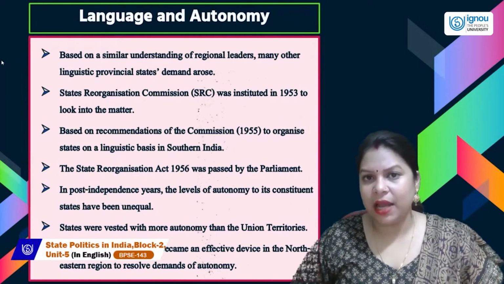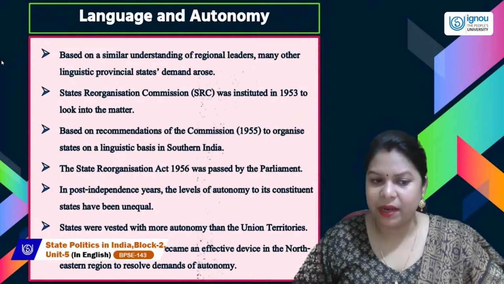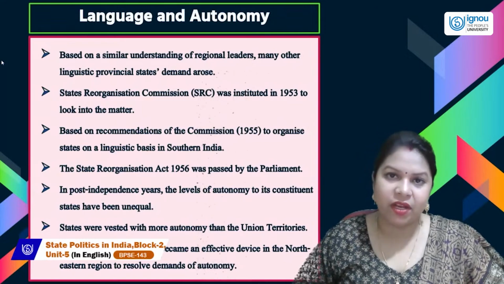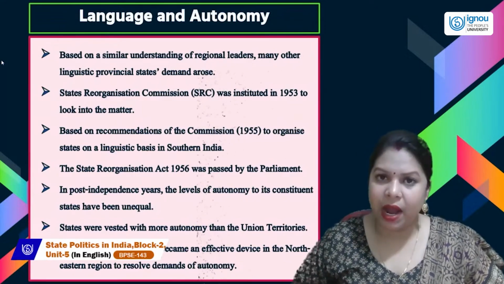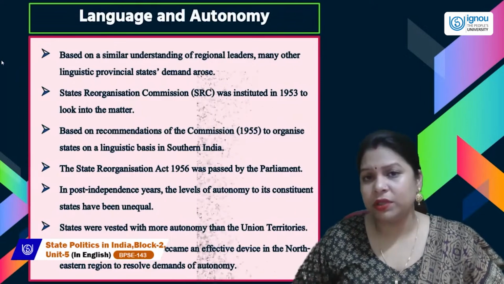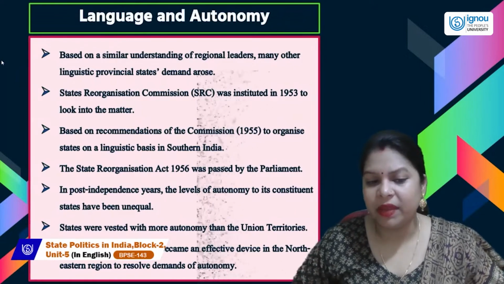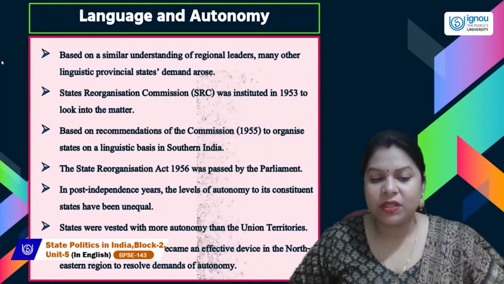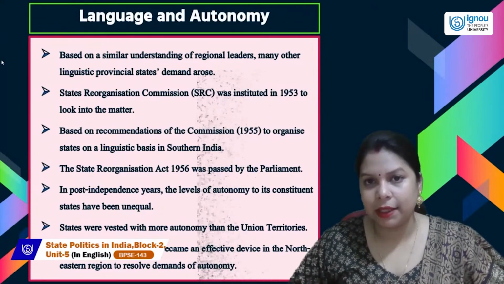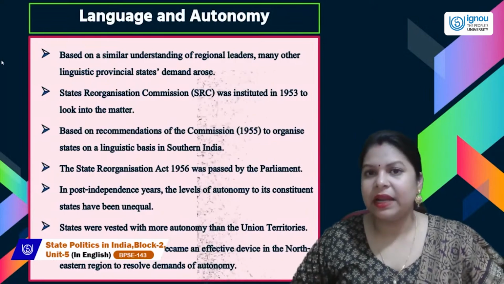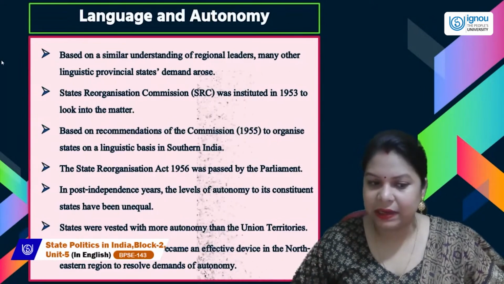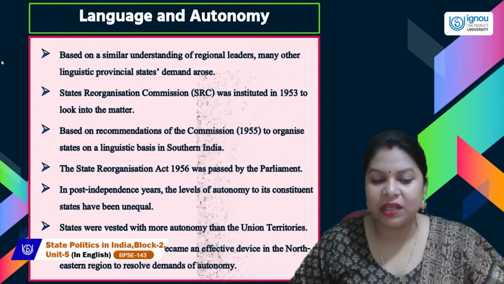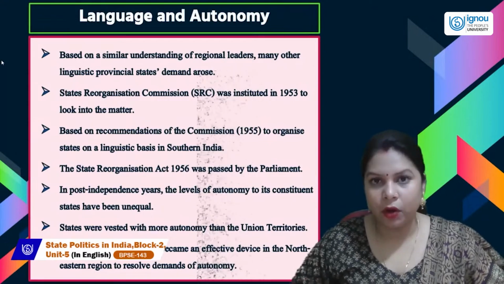The State Reorganization Act 1956 was passed by the Parliament, and in the post-independence years, the levels of autonomy of its constituent states have been unequal. So, there were demands, and the level of autonomy was unequal, and that is why problems kept rising. States were vested with more autonomy than the union territories. We should also remember that states have more autonomy than union territories, and creating union territories became an effective device in the northeastern region to resolve demands for autonomy.